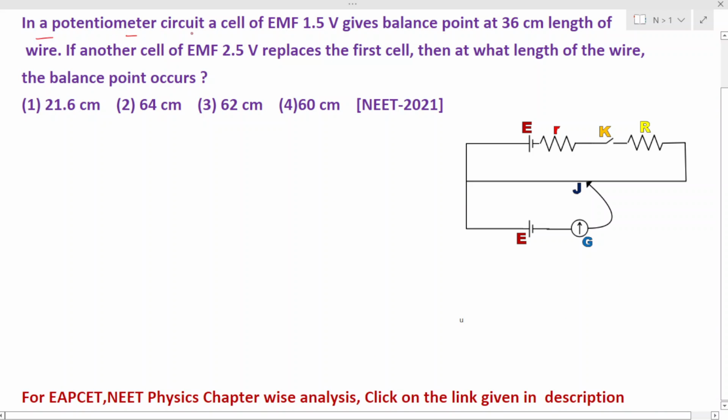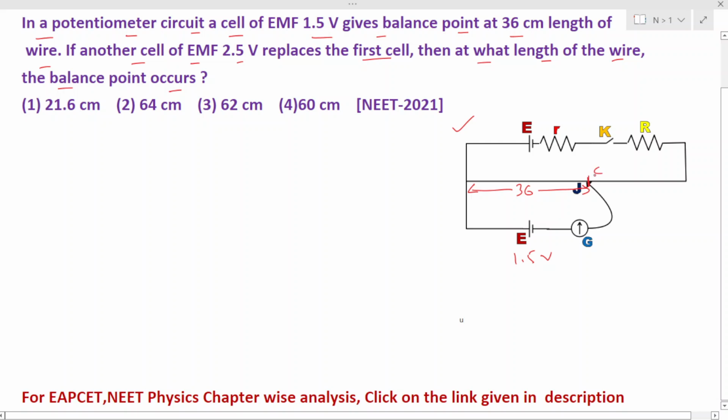In a potentiometer circuit, a cell of EMF 1.5 volts gives a balancing point at 36 centimeter length of wire. If another cell of EMF 2.5 volts replaces the first cell, then at what length of wire does the balancing point occur? So what did he give? This is a potentiometer circuit. In this potentiometer circuit, he used 1.5 volts in the secondary circuit, and he told that the balancing length is 36 centimeters. That means this is my balancing point.